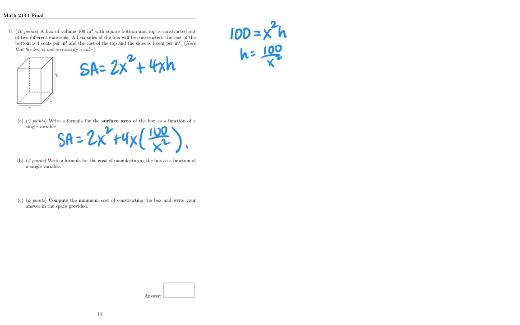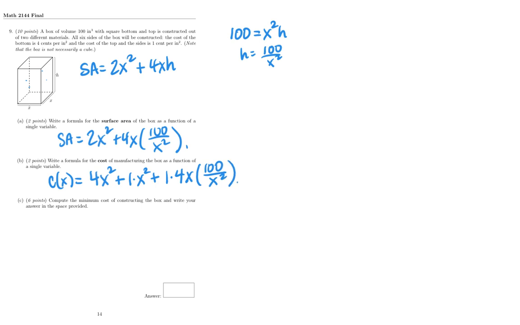of a single variable. So the cost as a function of x, well, the bottom of the box is 4 cents per inch squared, so it'll be 4, and the area of the bottom is x squared, plus the top is 1 cent per square inch, so it'll be 1 times x squared plus, now I have 4 sides that are all equivalent, so it's 1 cent per square inch times the 4 sides that are x times h, and then I can write my h as 100 over x squared.